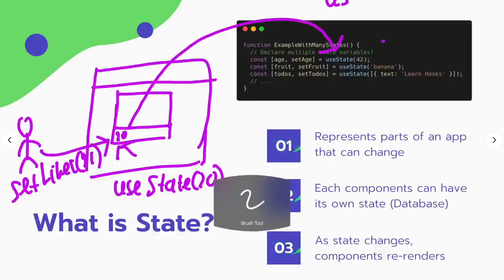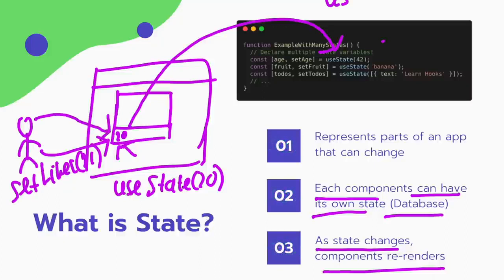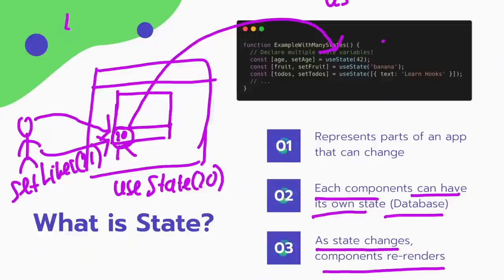And each component can have its own state. Think of it as its own database. And as state changes, components re-render. So this is why when a user clicks on this element, this number changes. How does it know that happens? Well, pretty simple, because it checks as the state changes. Okay, I now need to re-render the application or show a new view to the user. So it goes from 20 to 21. That's just one example. All right, let's go ahead and move on.